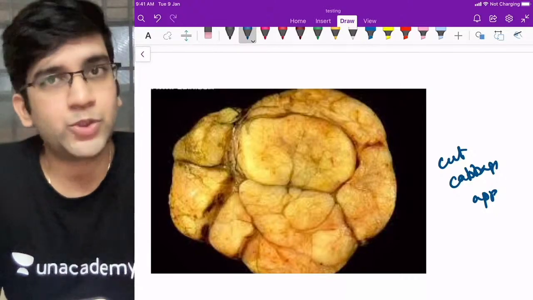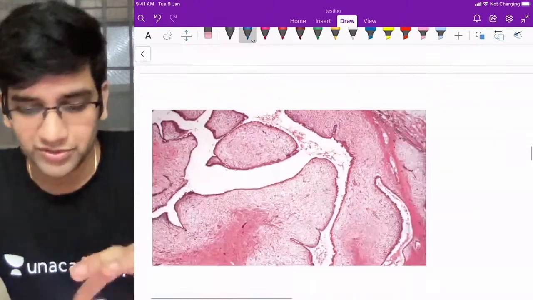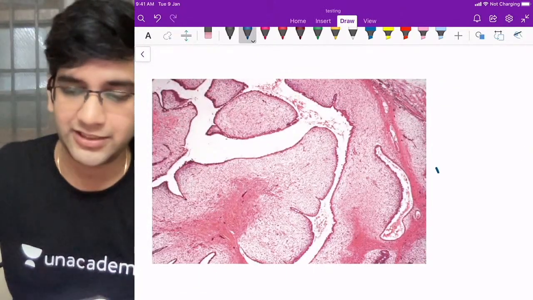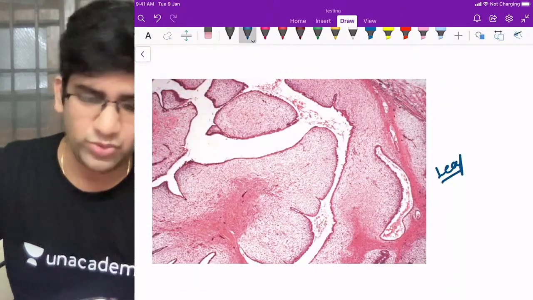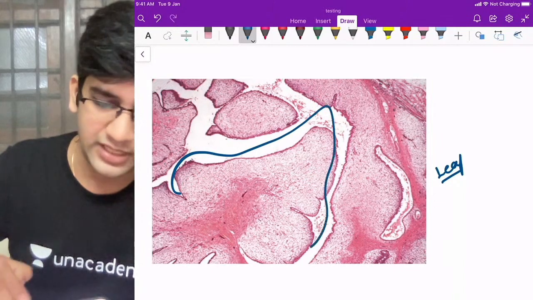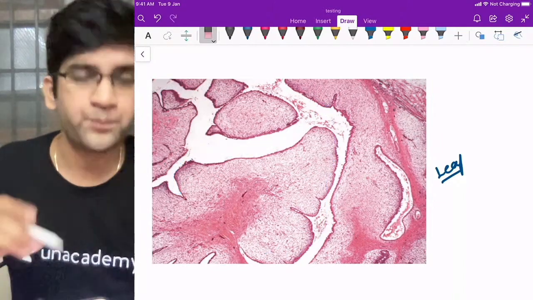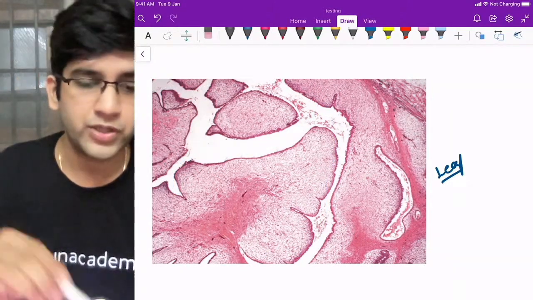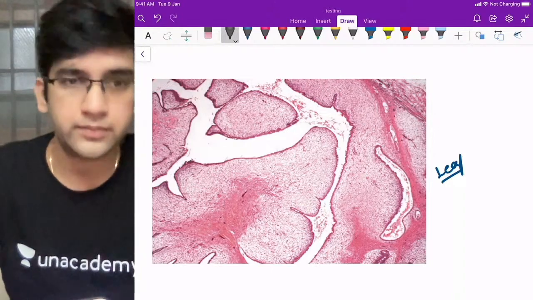Okay. So in microscopy also, I'm just going to run through it. It is your classical leaf-like pattern. They do look like a leaf, right? They do look like a leaf. I'll have lots of stromal overgrowth here, which projects into the duct lumen. So it looks like a leaf-like pattern, fine? Okay.